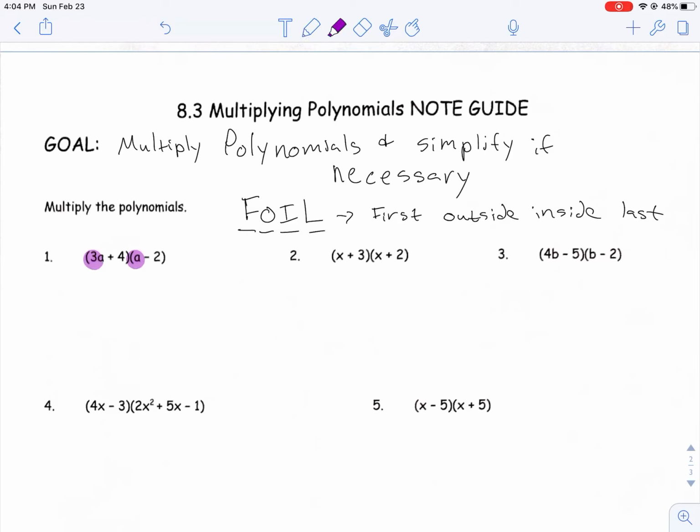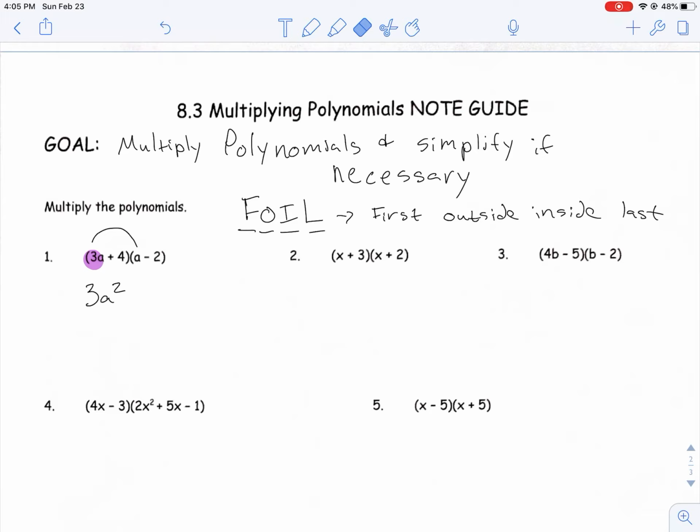If we're doing the first terms, it'd be this one and this one right there. Look up at the board and take a peek at our first terms. When I say first, I mean the first ones in the parentheses. So 3a times a. If you wanted to draw a little mark showing that you're multiplying those, that's usually what I do. So 3a times a would be 3a squared. The 3 is just tagging along. You multiply the a's, you get a squared. Okay, let's continue.